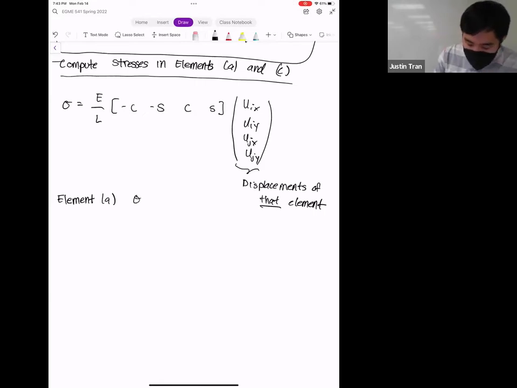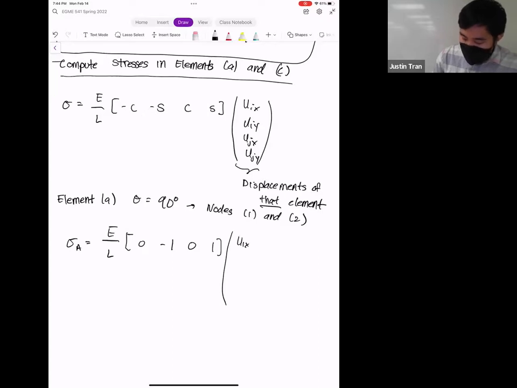So element A, remember the theta here for that element is 90 degrees, okay? And element A is connected to nodes 1 and 2. Okay. And so the stress in element A is equal to the Young's modulus divided by the length, multiplied by cosine of the angle, which is just 0. Then we have minus sine, which is minus 1. Then we have 0 for cosine and 1 for sine. Okay. And we're going to multiply this by the displacements of the nodes that it's connected to. So it's going to be u1x, u1y, u2x, u2y.